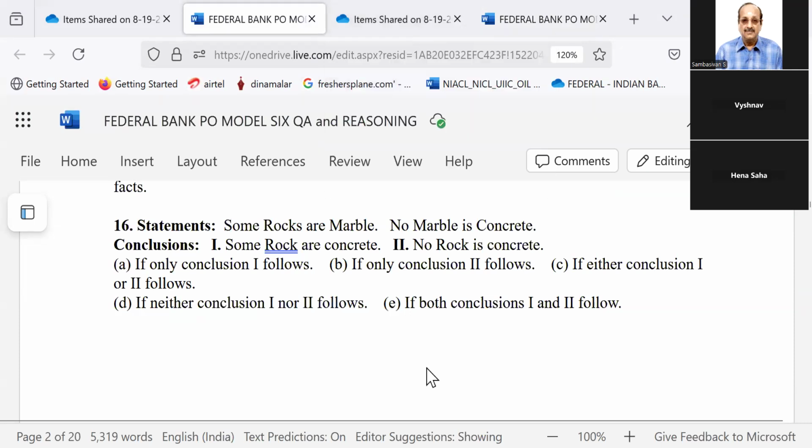Some rocks are concrete. No rock is concrete. So what is the answer, Vaishnav? Option D, neither follows. Option D, neither follows. That's what you say? Very good.